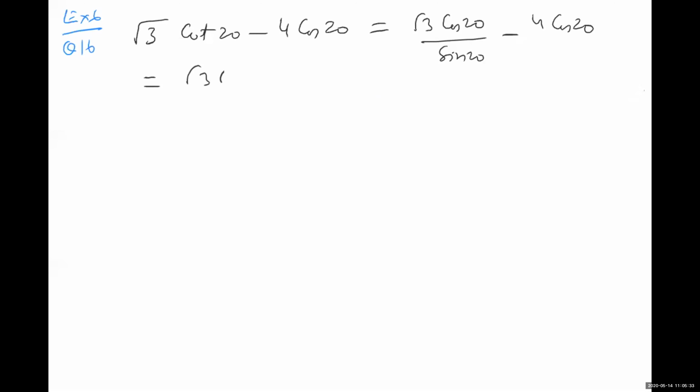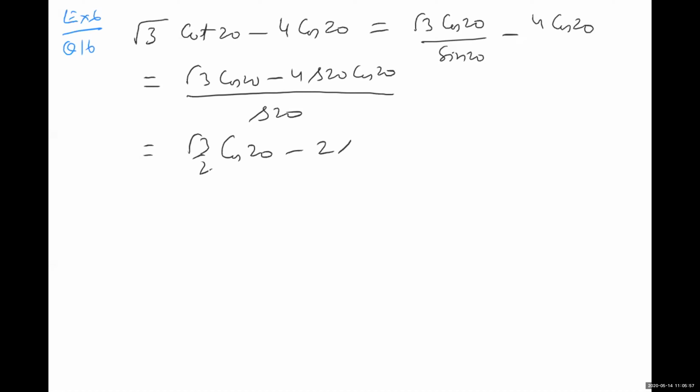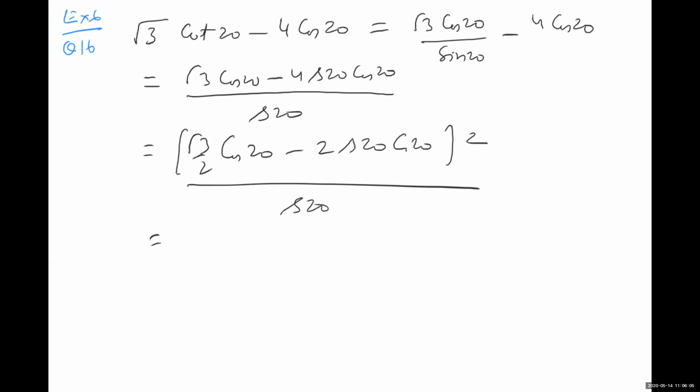Root 3, multiply and divide by 2. That is what I have done actually. Sin 20 cos 20 upon sin 20. I have multiplied and divided by 2, but root 3 I don't want to multiply and divide by 2. Okay, 2 sin 20 cos 20. So root 3 by 2 cos 20 minus 2 sin 20 cos 20 into 2 by sin 20. So this will be how much? Sin 40.